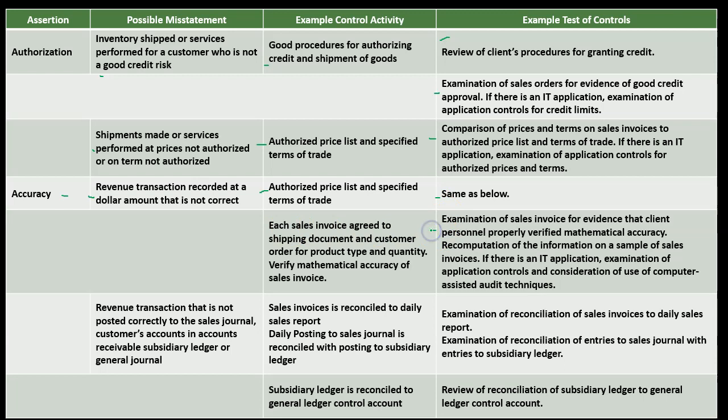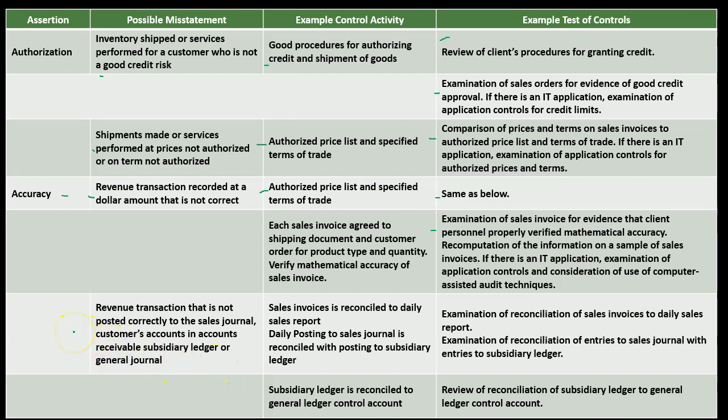And then how are we going to test for these items as the auditor? Examination of the sales invoice for evidence that clients' personnel properly verified mathematical accuracy. So we should see some kind of indication that there's a verification process. Recomputation of the information on a sample sales invoice. We'll recalculate it. If there's an IT component, we'll take a look at that.